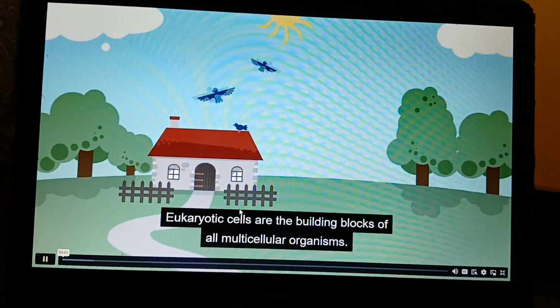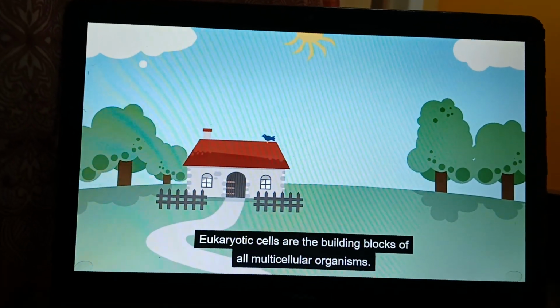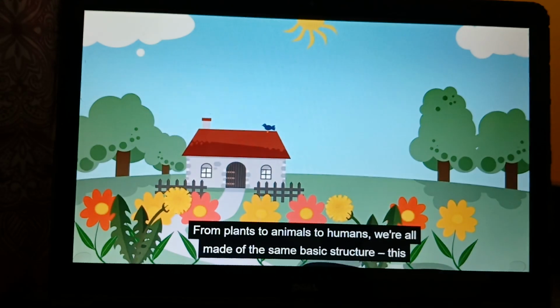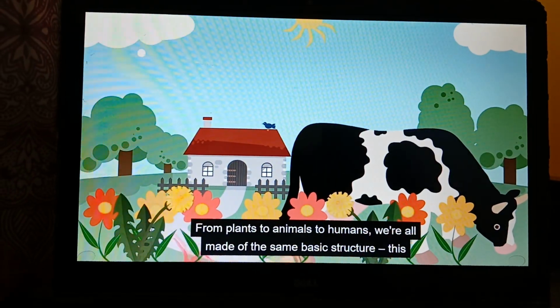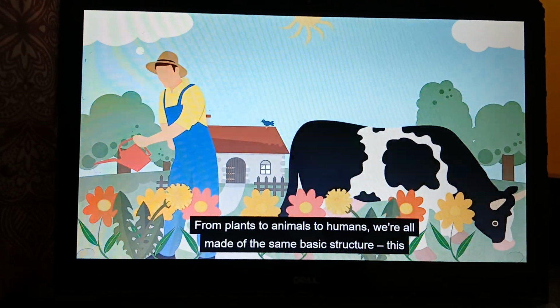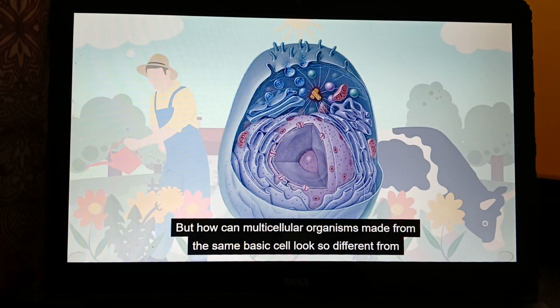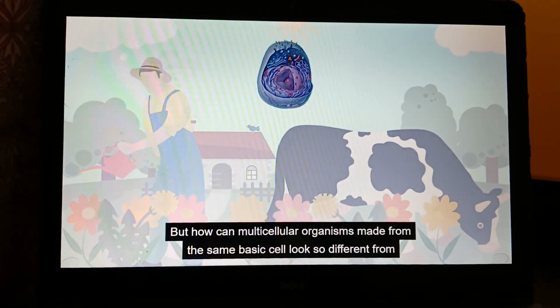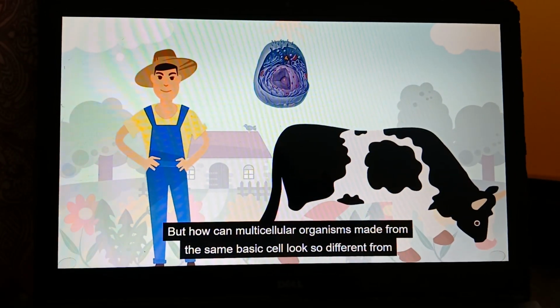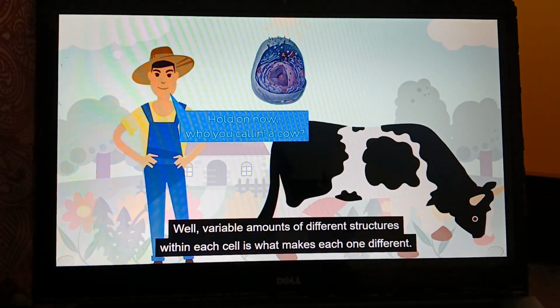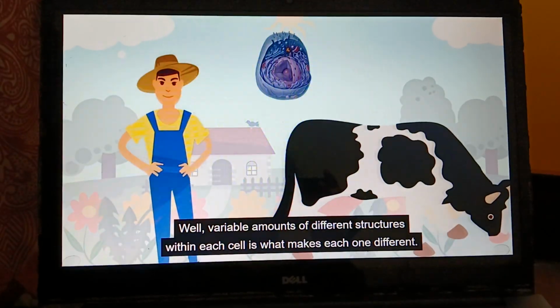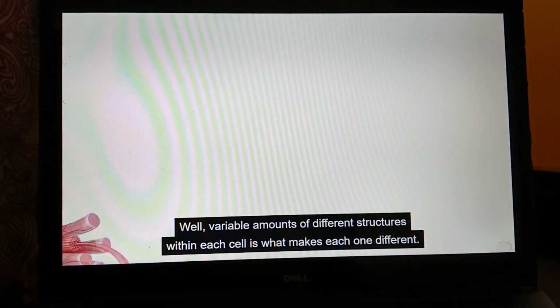Eukaryotic cells are the building blocks of all multicellular organisms, from plants to animals to humans. We're all made of the same basic structure, this one cell. But how can multicellular organisms made from the same basic cell look so different from each other? Well, variable amounts of different structures within each cell is what makes each one different.